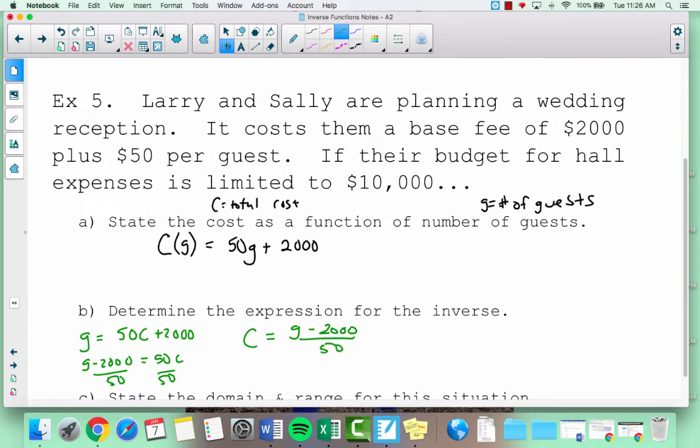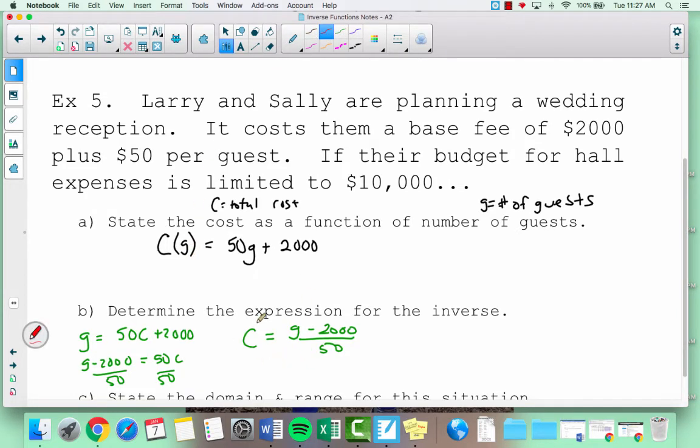But there should be a red flag here. The problem is that we know our cost is dependent on guests, but if you had 100 guests, that means your cost would be negative, and that doesn't make sense to the problem, because obviously the more guests you have, the more money you're going to spend. So because we're doing inverse, we're actually changing the relationship of our variables. If you look at part A, we said the cost was dependent on the guests. So when we find the inverse, that means it's reversed.